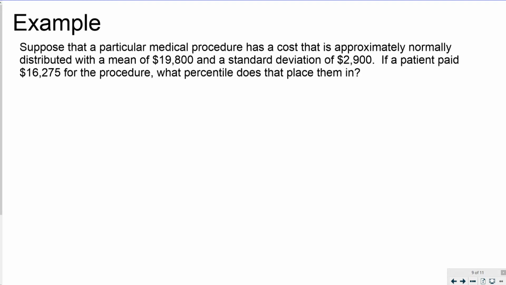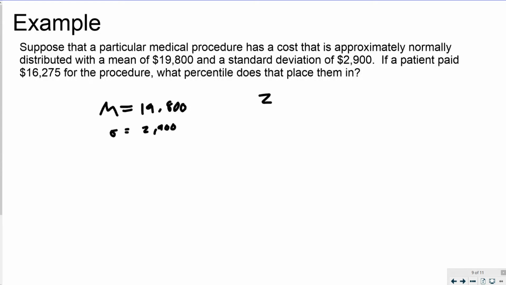Continuing. Suppose that a particular medical procedure has a cost that is approximately normally distributed, okay? With a mean of $19,800, so it's a $19,800 average, and it has a standard deviation of 2,900. If a patient paid $16,275 for the procedure, what percentile does that place them in? So essentially, what we need to do here is calculate the Z-score.